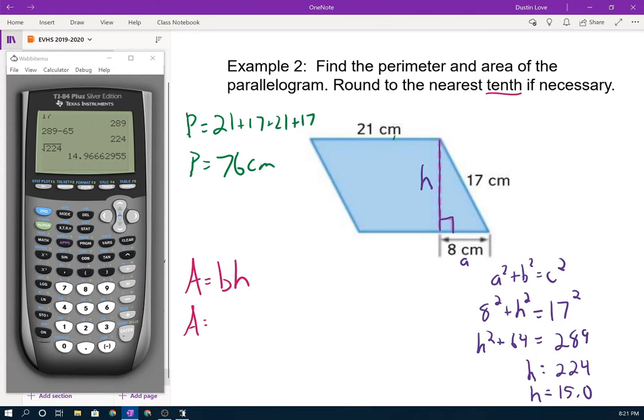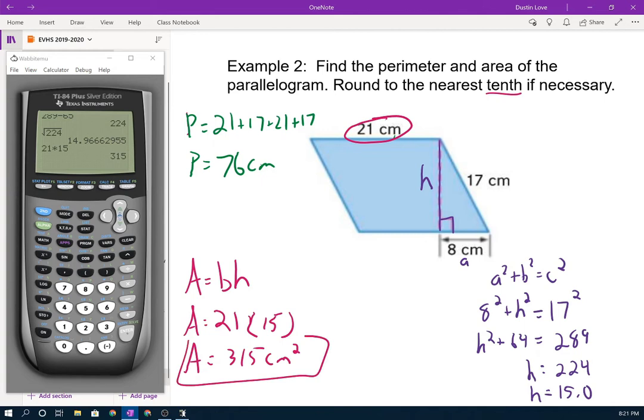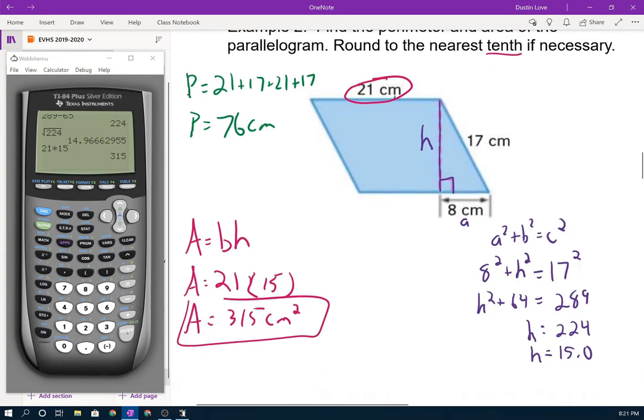Base is 21, which was this value here, times 15. 21 times 15 is 315 centimeters squared. So the most difficult thing so far is just doing the Pythagorean theorem in order to find the height.